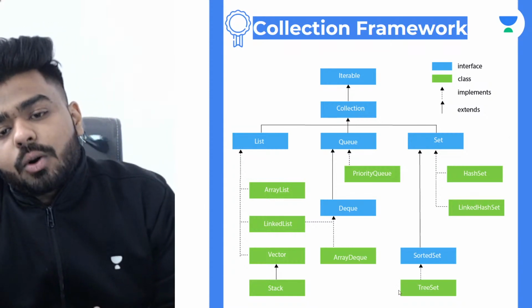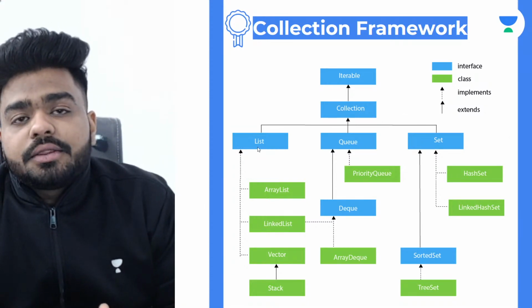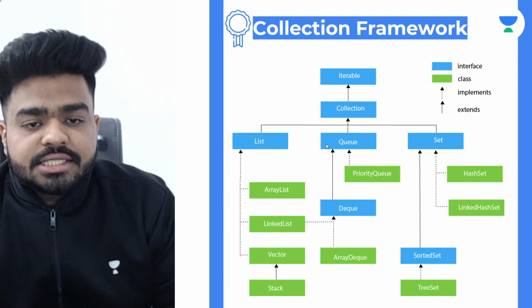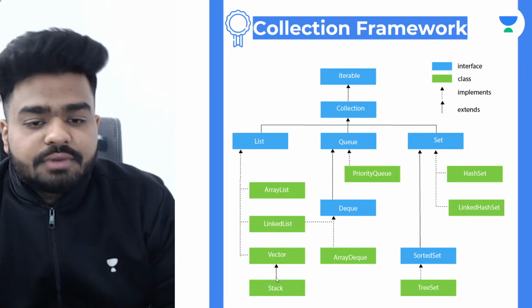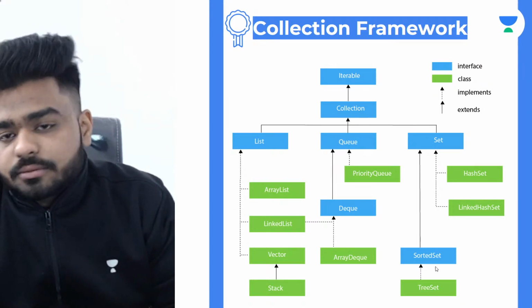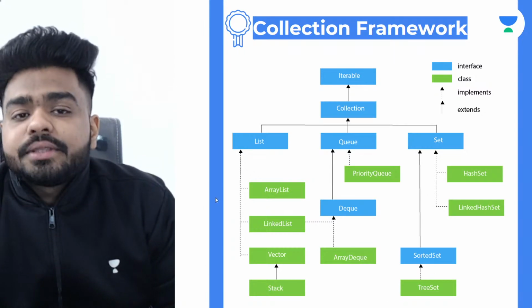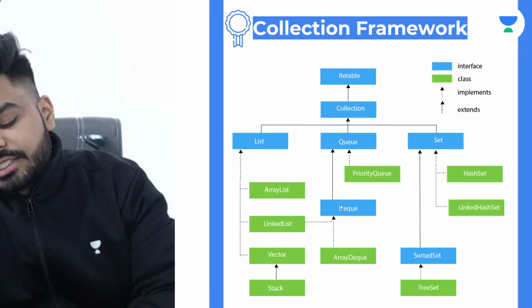So you can see these all things are nothing but collections. You can see there are so many things in collection. We have list, queue, set, array list, linked list, vector, stack, array, deque, priority queue. There are so many things in that, right? That's what it's called collection. Why is it called framework?